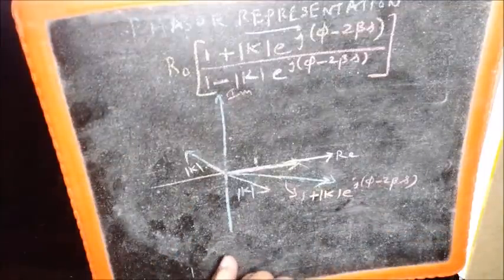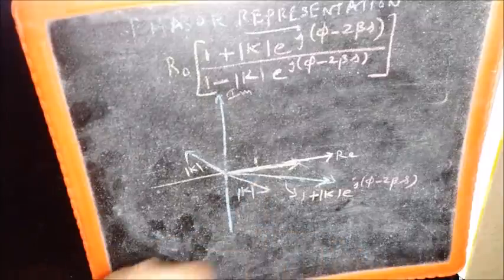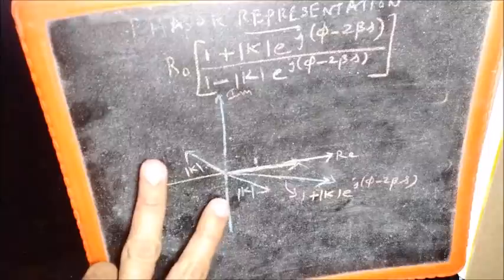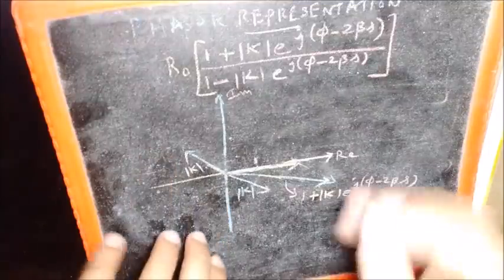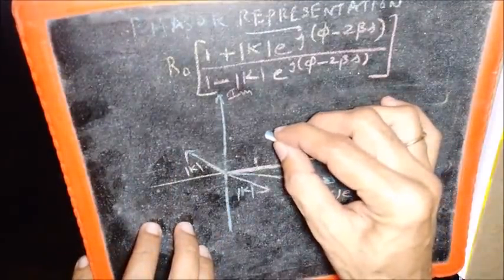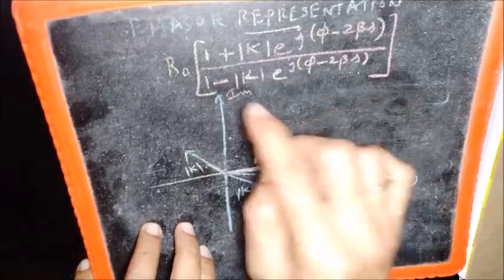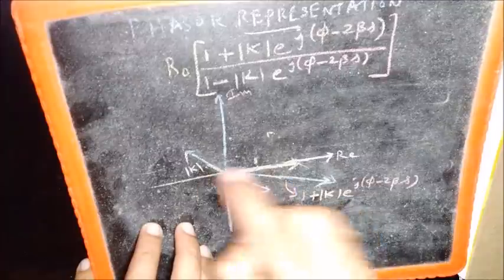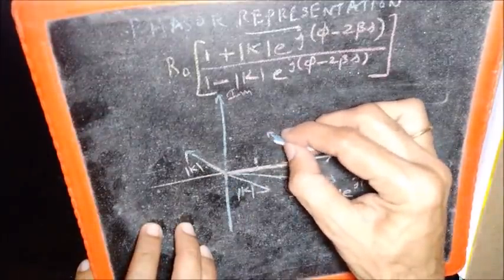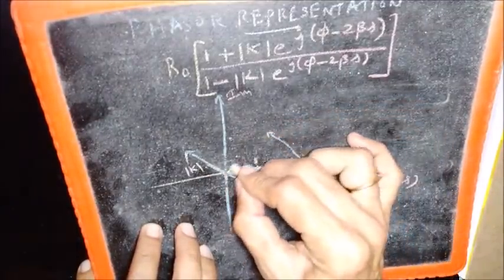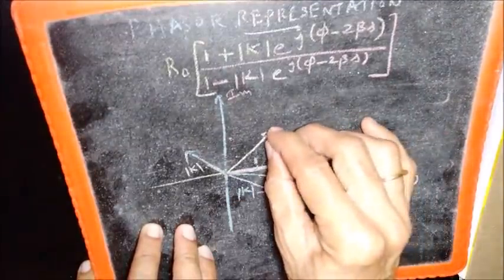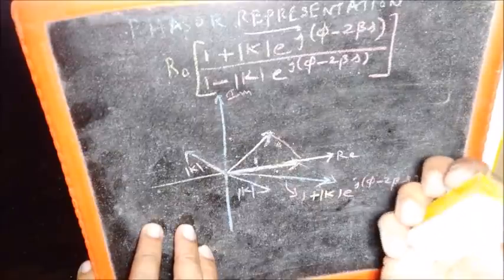And in the denominator we will have 1 minus k e raised to j phi minus 2 beta s, and minus k e raised to j phi minus 2 beta s is this. So we subtract, in the sense from this we subtract this, or equivalently to this we add this. The result will be this.